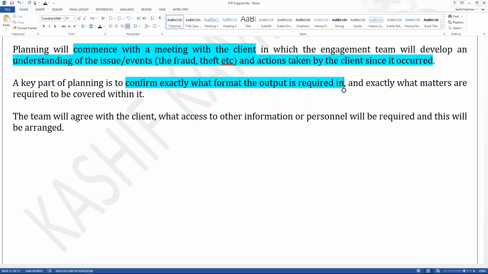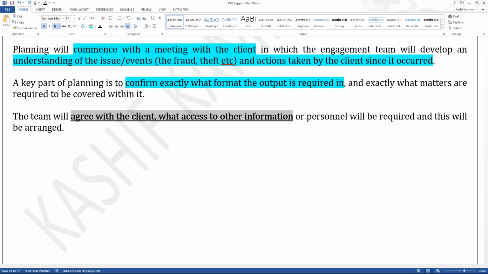The audit team will agree with the client what access to information or personnel will be required, and this will be arranged. So before you start a forensic investigation, you will agree with the client access to information. Is it important that you agree your access to information with the client because you're conducting a fraud investigation? So you need to agree with the client the access to information prior to taking on the engagement. Remember this point, it will help you.